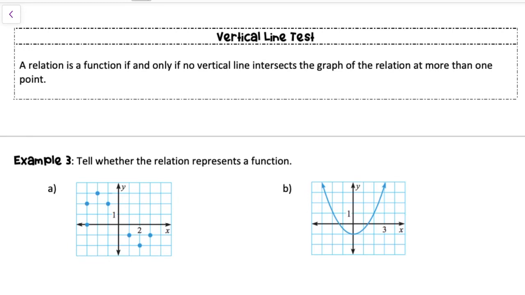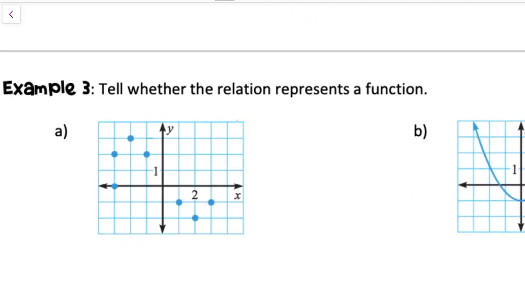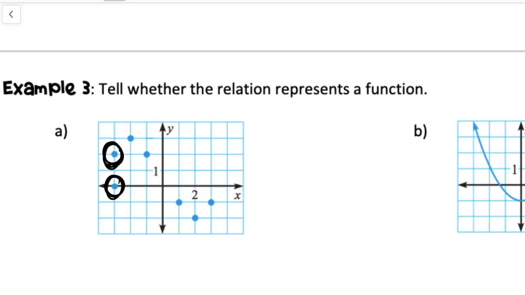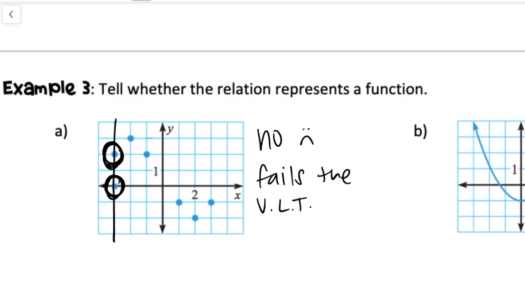So what we do is we draw a whole bunch of vertical lines, and remember that your vertical lines are ones going up and down. And so we should be able to draw as many vertical lines as we want and not have it cross our graph more than once. So in example 3a, if we start from the right, we've got all these vertical lines, we're doing okay. But then if we draw a vertical line at x equals -3, it hits our graph twice. It hits 2 separate ordered pairs, which means that example 3a is not a function. And for the reasoning, we can say that it fails the vertical line test, or the VLT.